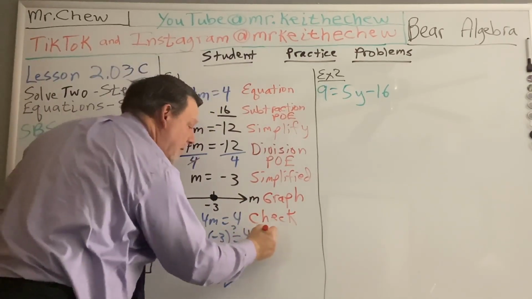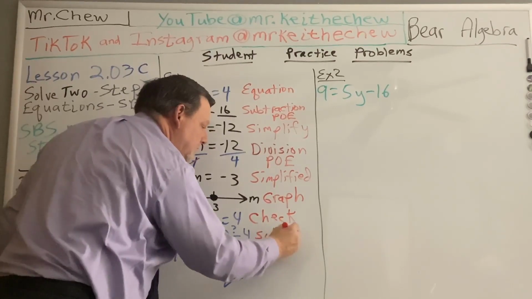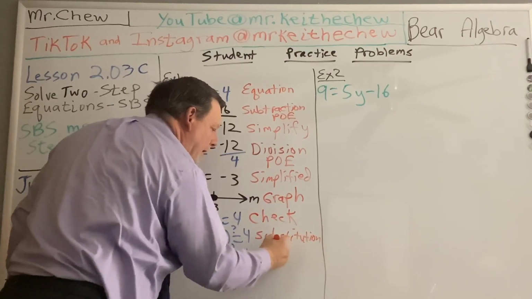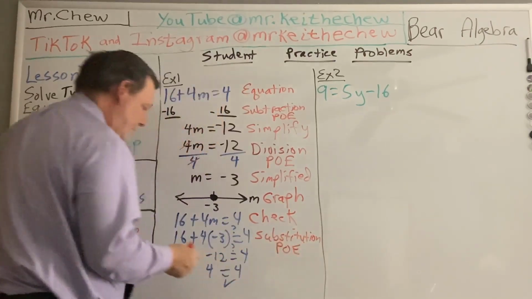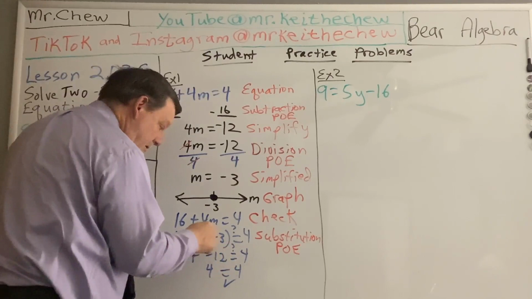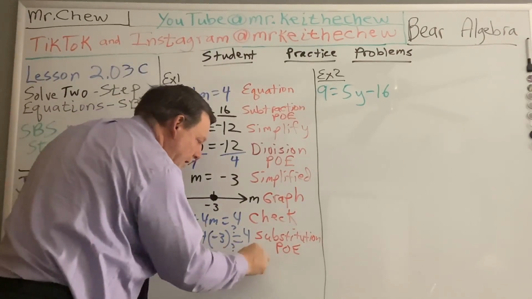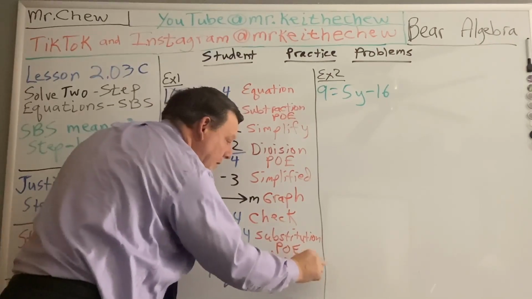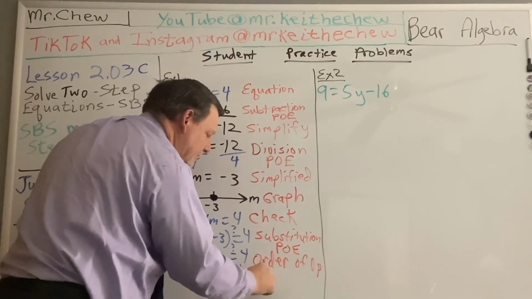Then I use the substitution property of equality. Then I multiplied before I added. That's called the order of operations, or PEMDAS. And then I simplified.